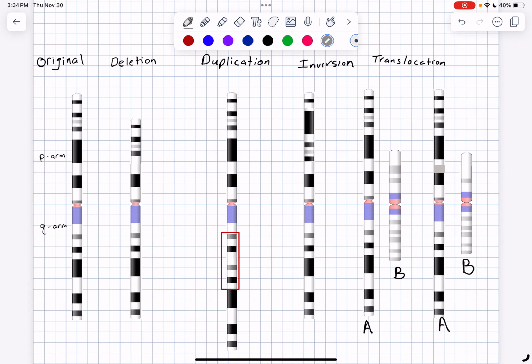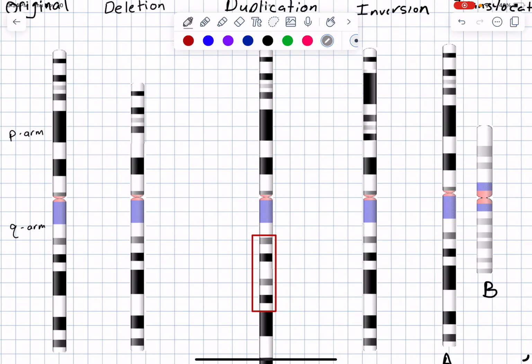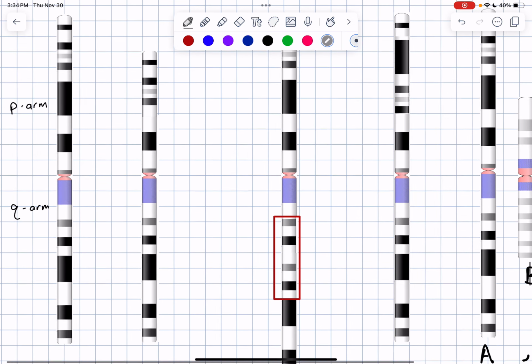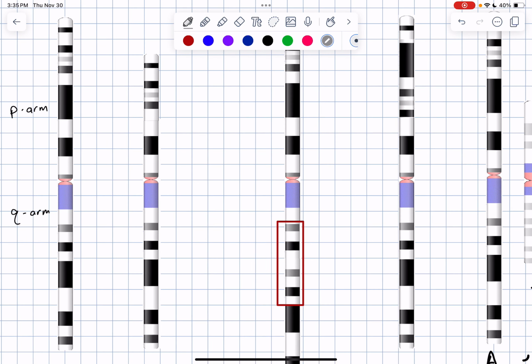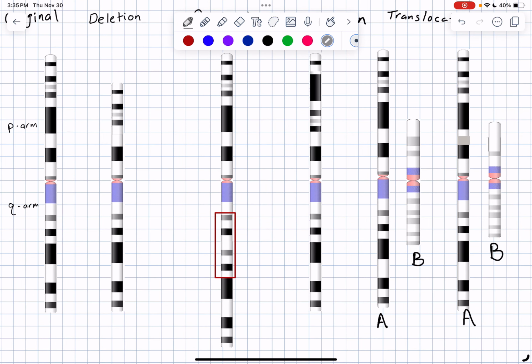And so to start, we're going to look at our original chromosome here. Our original chromosome looks like this. This happens to be chromosome number 1, so the banding pattern is similar to what we see on chromosome 1 in the real world. The first structural differentiation we're going to talk about is deletion. And deletion is exactly what it sounds like.